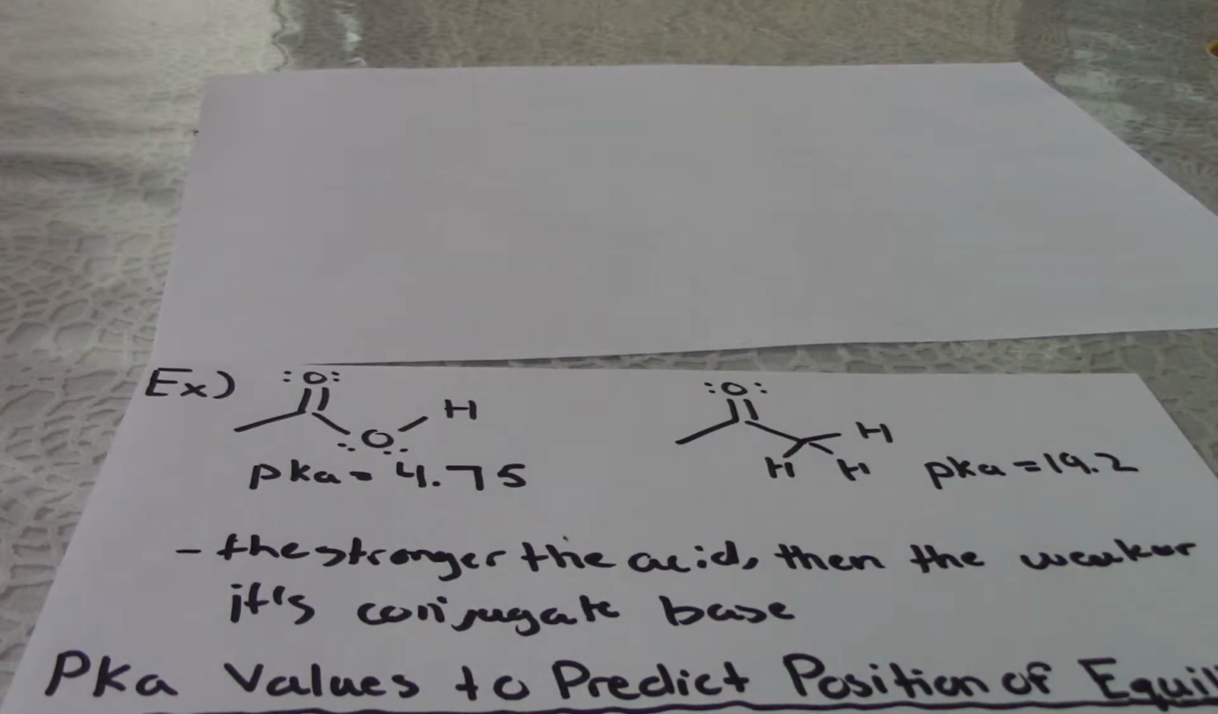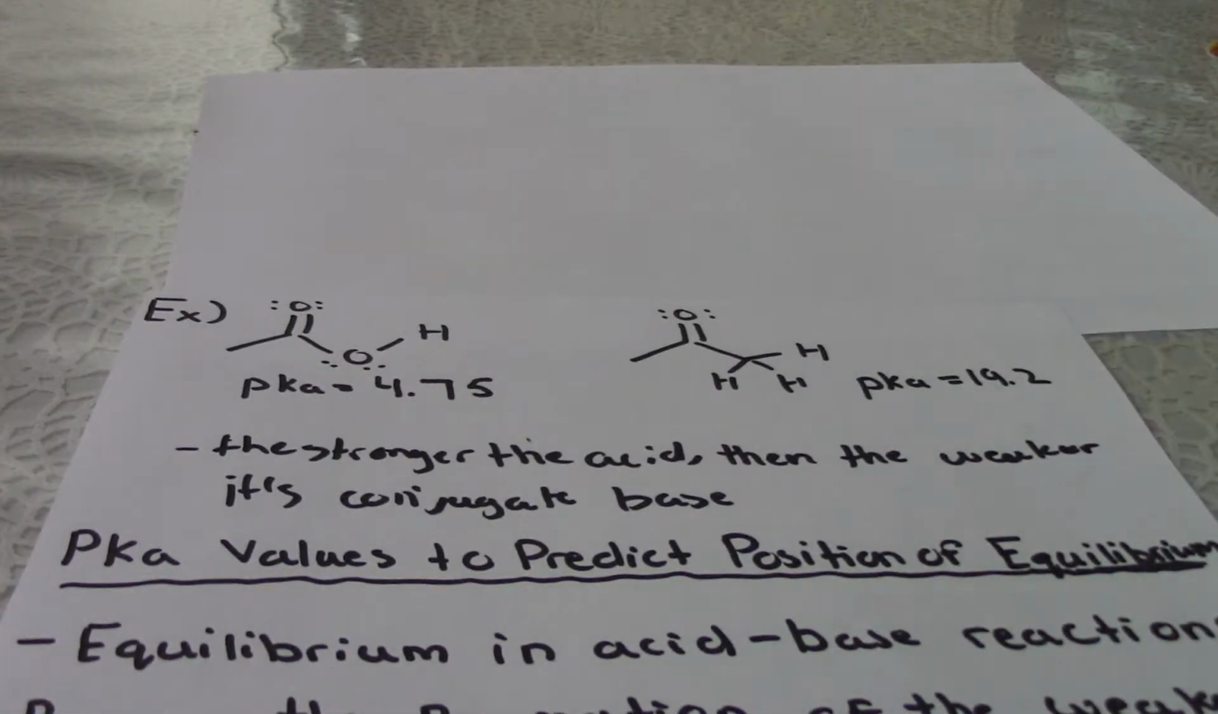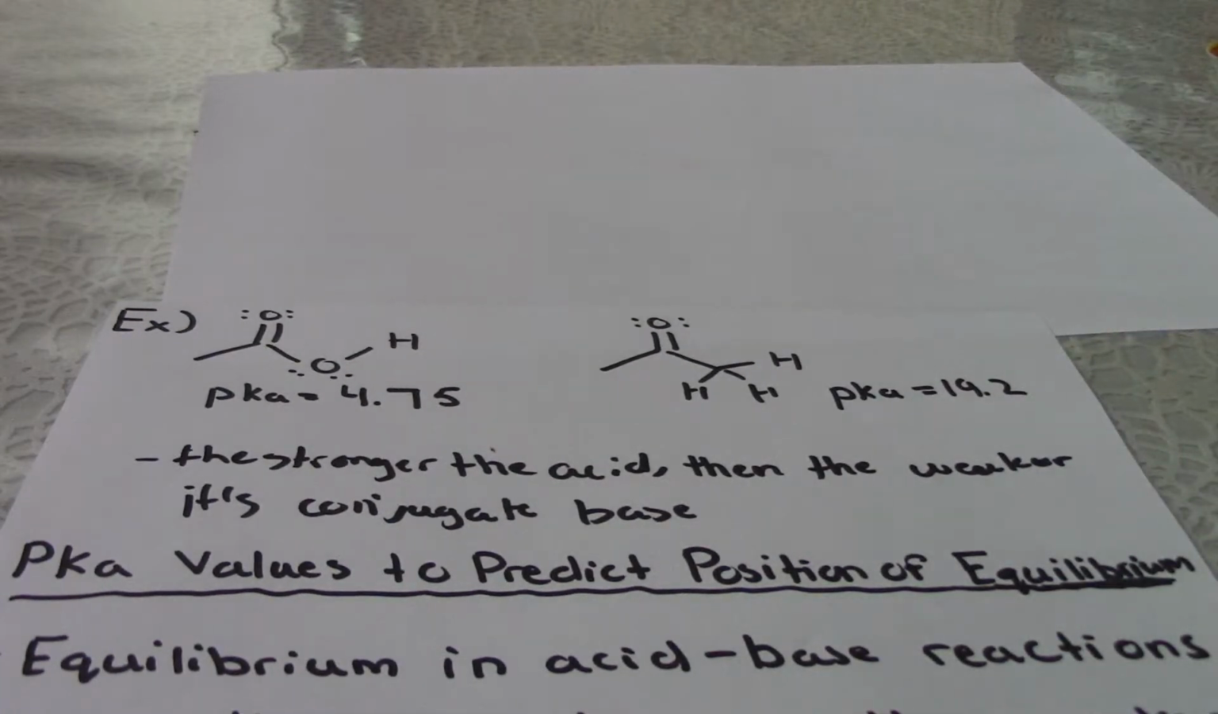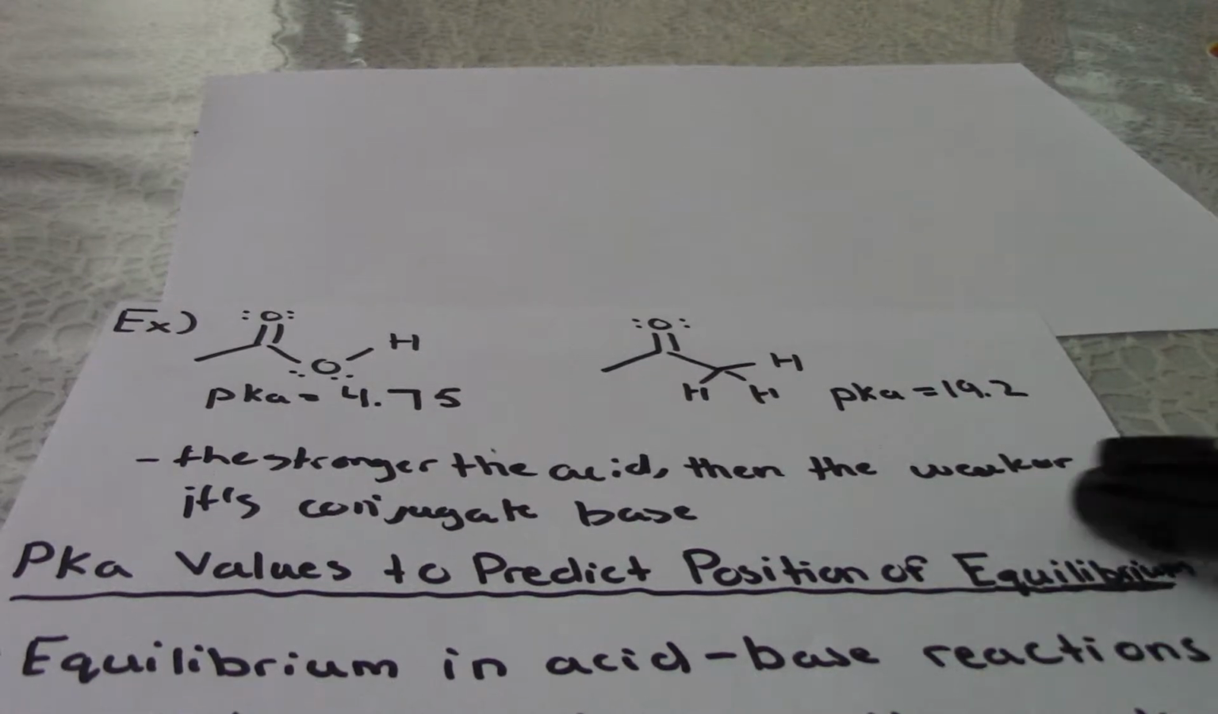And usually you can find this online or in various organic chemistry textbooks. So now that we have an understanding of this quantitative perspective when we have data given to us, such as pKa values, the last thing I'd like to talk about in this video is how pKa values predict the position of equilibrium.